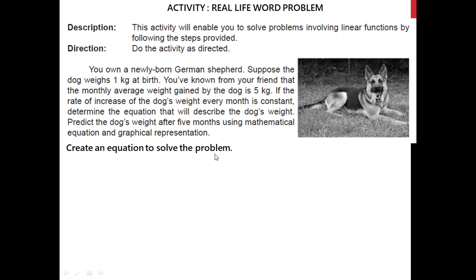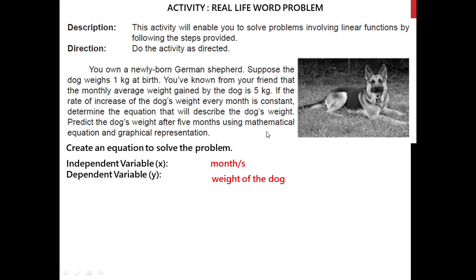Now, how do we create an equation to solve the problem? First, we need to determine the independent variable and the dependent variable. So, what is our independent variable here? Correct. It should be the months on the growth of the dog, while the dependent variable will be the weight of the dog each month.